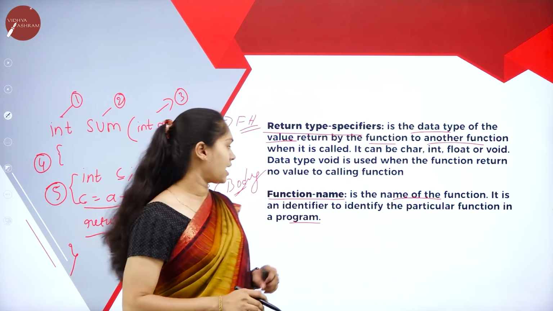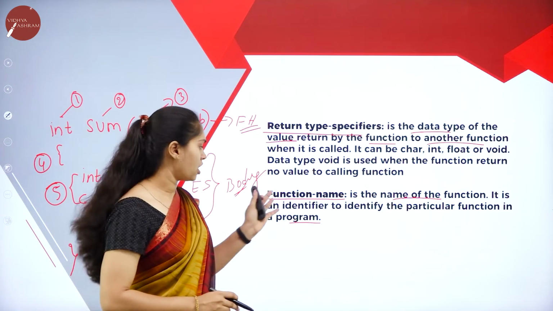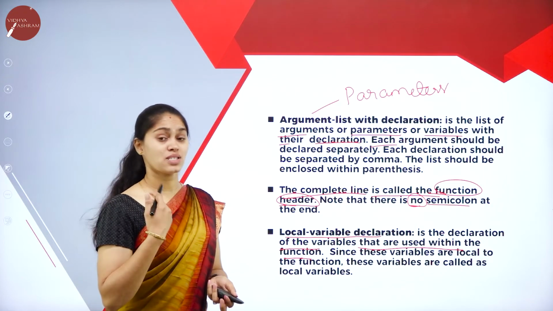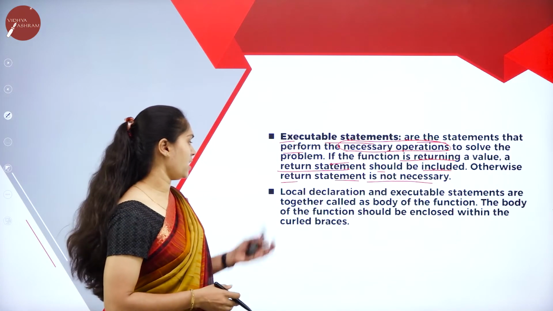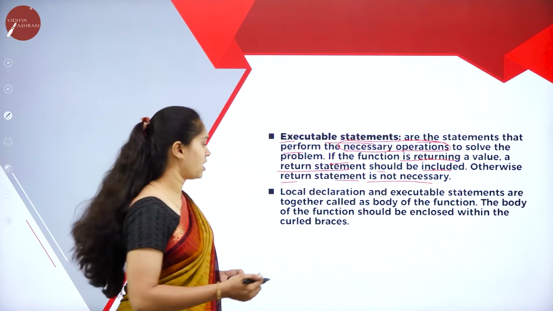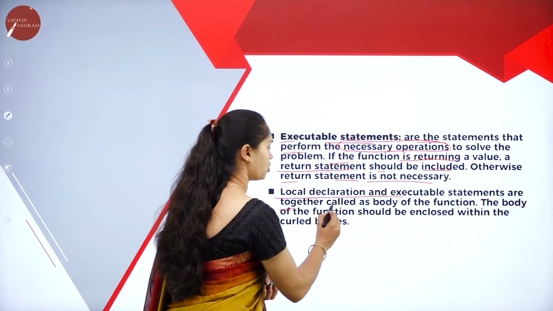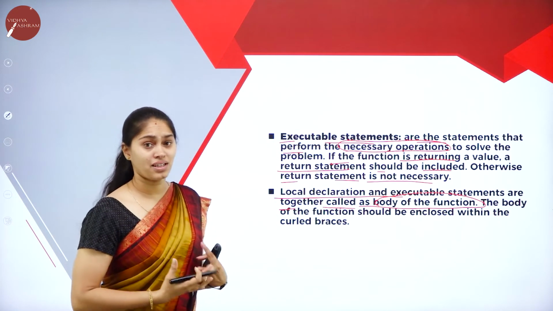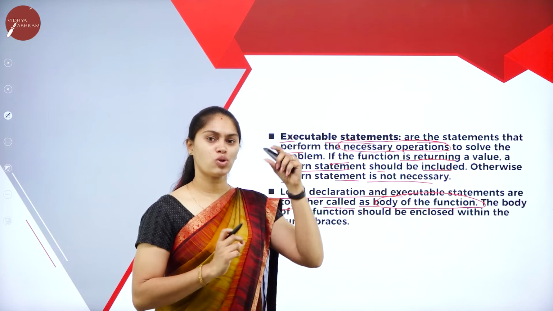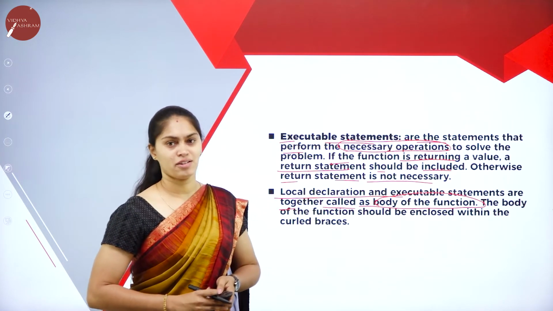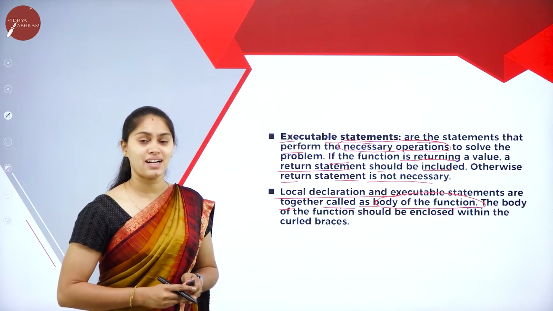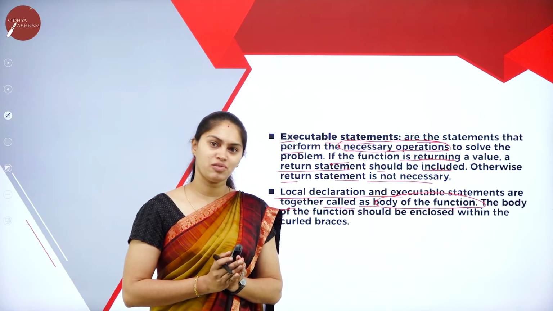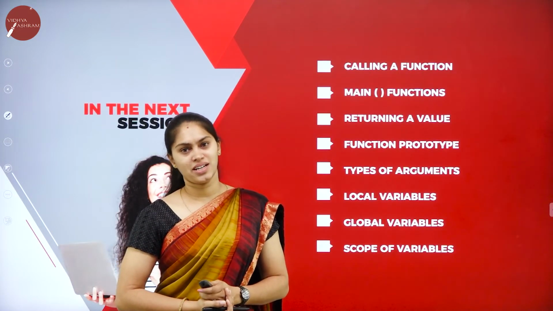I hope you all understood what the return type specifier is, what the function name is, what the list of arguments is, what a local variable is, what the function header and function body are, as well as the local variable declaration and executable statement. Together I can call that the body of a function. Whatever statement I write needs to be enclosed only between the opening and closing of flat braces. So I hope you all understood what a user defined function is, and the advantages of having user defined functions along with the structure of a user defined function.